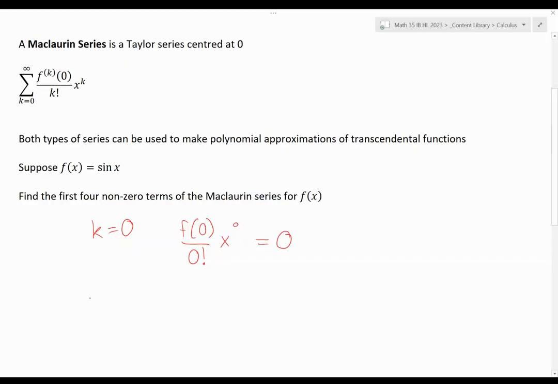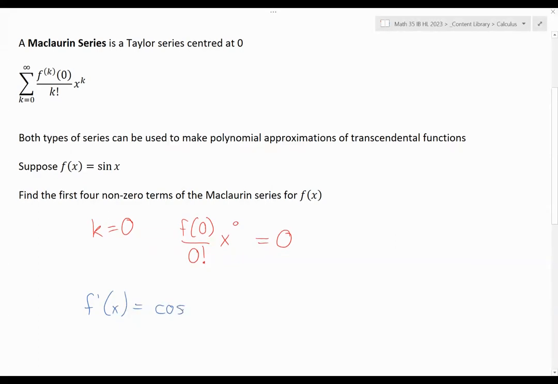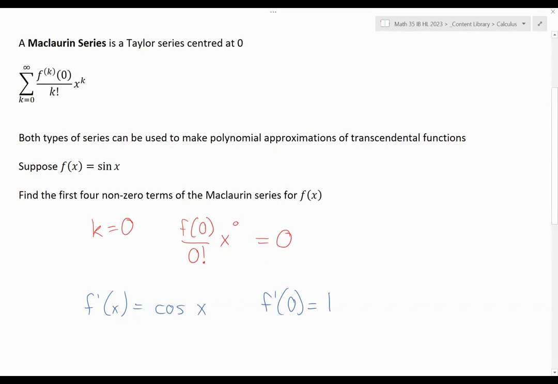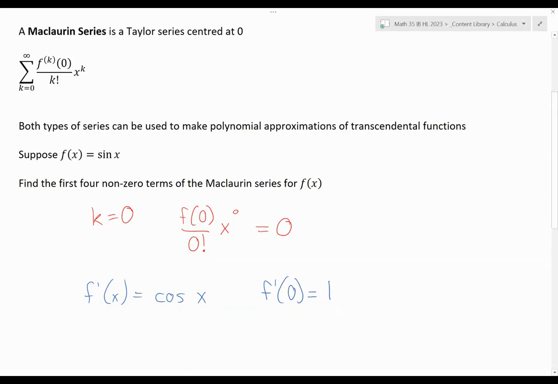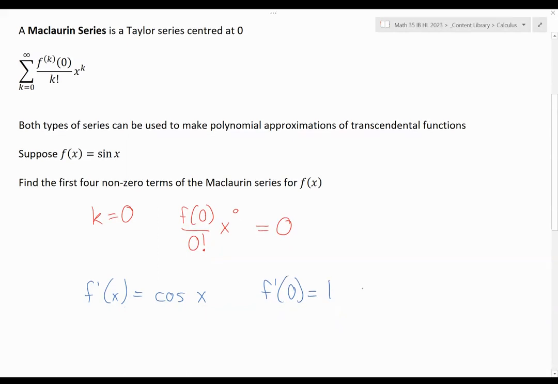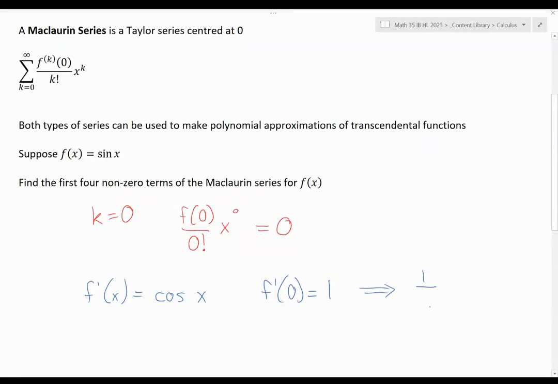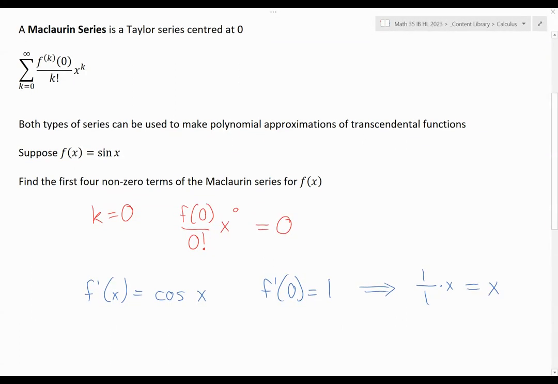Once I start finding derivatives, so the first derivative of sine x is cosine of x, and that evaluated at 0, the cosine of 0 is 1. So now I actually am going to have a non-zero term. This one is going to be 1, which is the value of the first derivative, over 1 factorial, which is just 1, times x to the power of 1, so just x is this term.